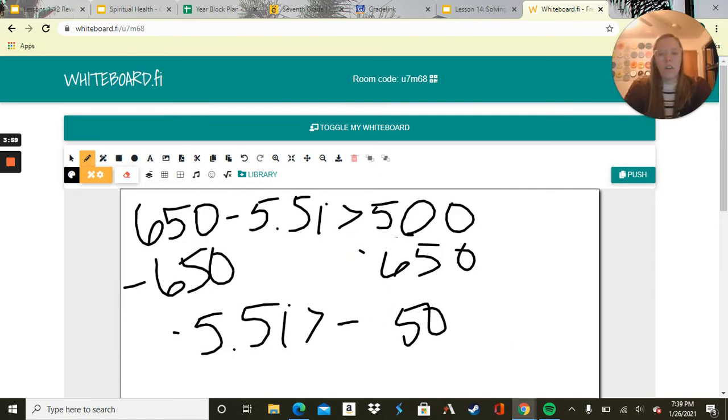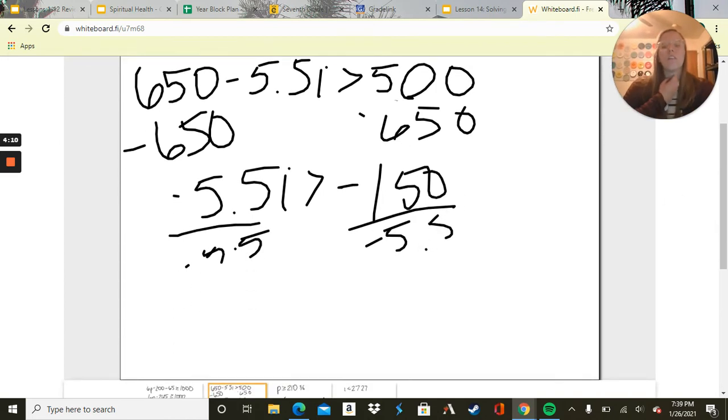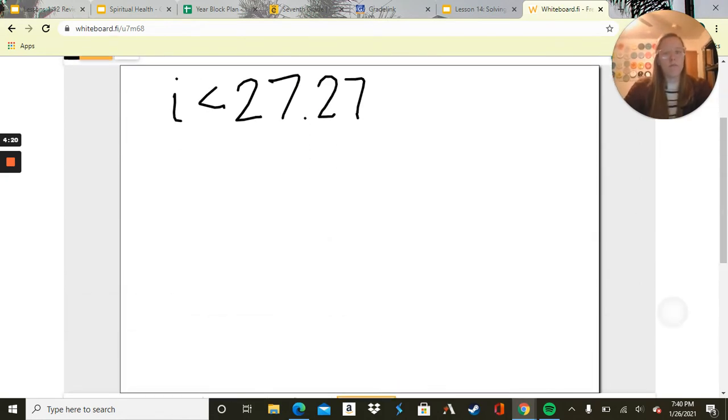So it's actually going to be negative 150. Now we're going to divide by negative 5.5. So we're going to put i is greater than 27.27. Okay, same thing, we're going to go graph that now.